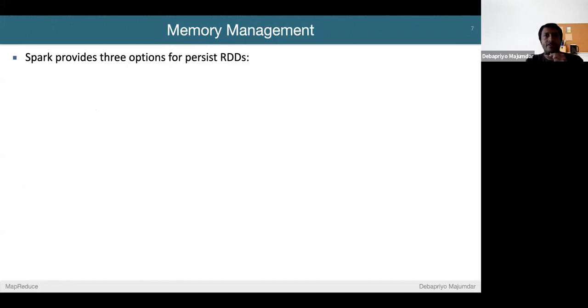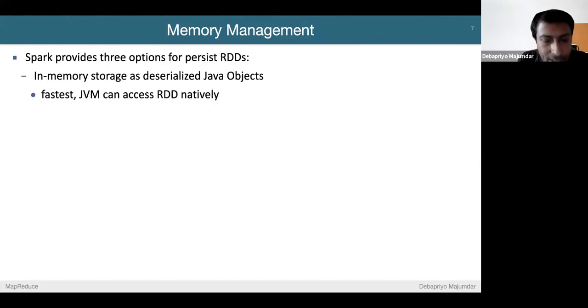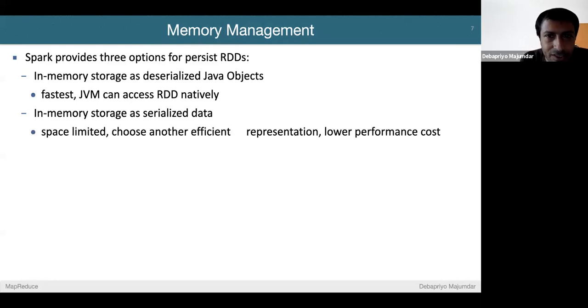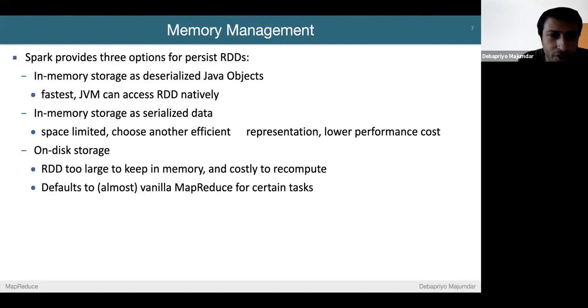So Spark provides 3 options. One is in memory. That means use all your memory. Okay, so keep as much as possible in memory. So this will of course be the fastest if you have more memory. In memory as well as serialized data. So this means the efficiency will be medium. And the last is on disk. So don't use memory at all. So this will default to almost vanilla MapReduce for certain tasks.